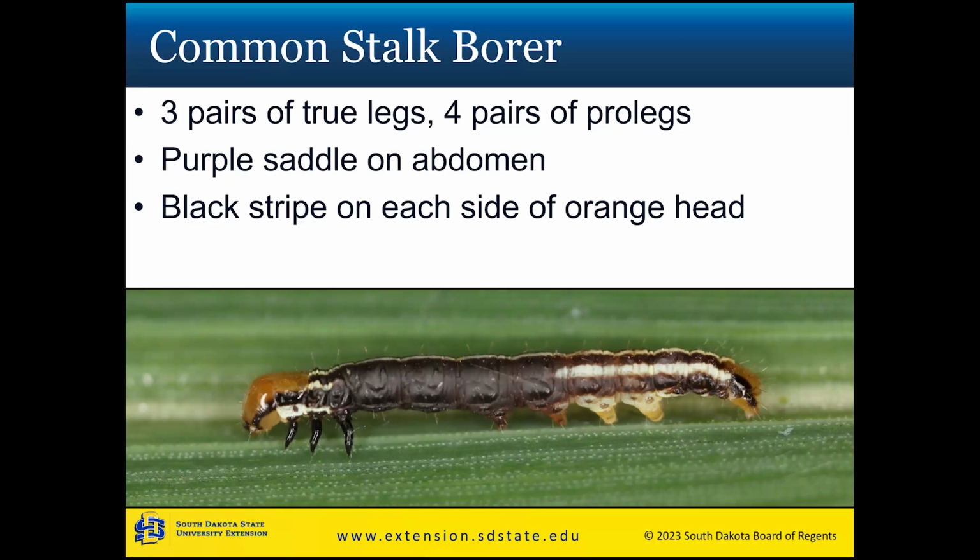And the caterpillars themselves are kind of a unique color. We say they kind of have a purple saddle right here on their body. They have an orange head. They're fairly small, and then they have this black stripe.